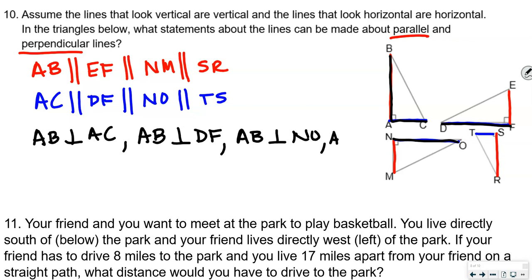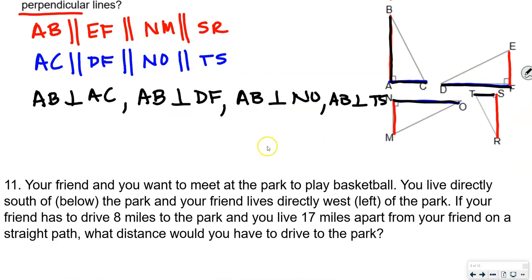And also AB is perpendicular with what else? TS. Y'all see that? Now there's a whole lot of perpendicular statements that I could make about this. So what I need you guys to understand is when you take the quiz on Monday, or whenever y'all take it, probably Monday, that you're looking for true statements and false statements, okay? So you're going to need to look at the diagram and verify the statements. That's how you're going to approach this problem, okay?